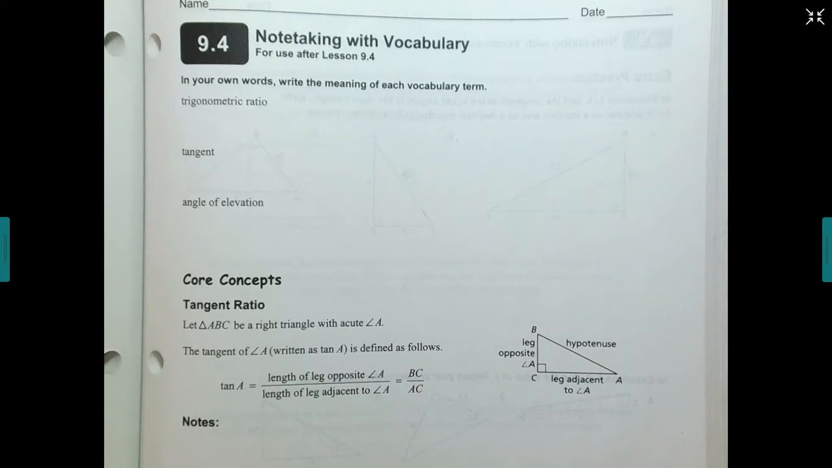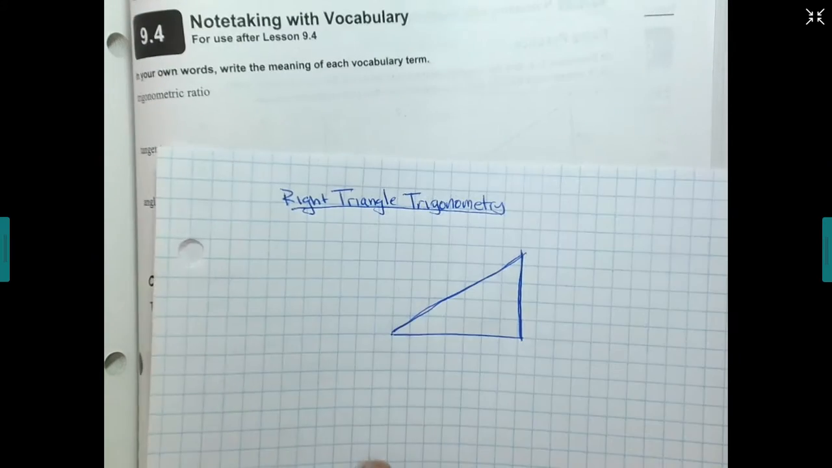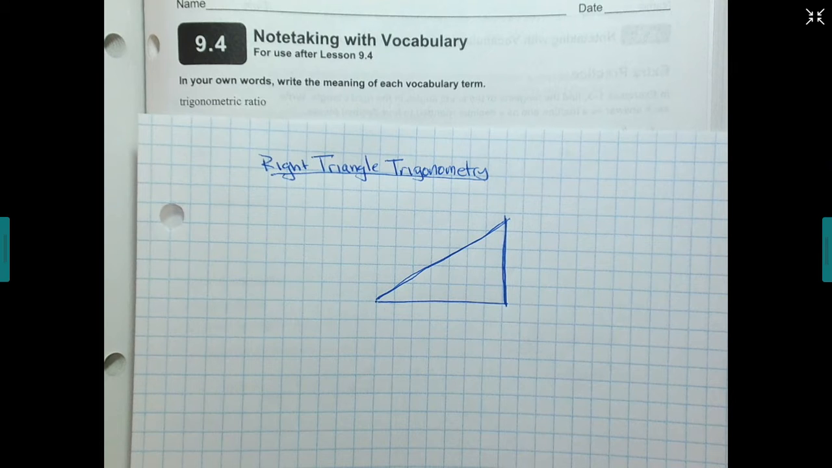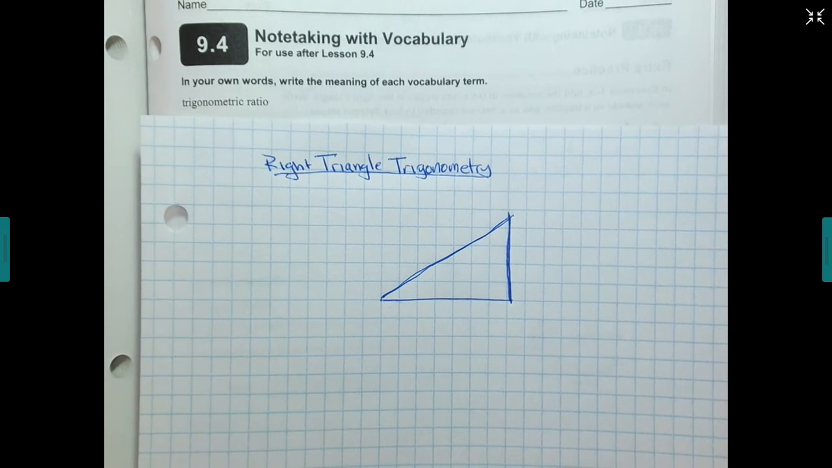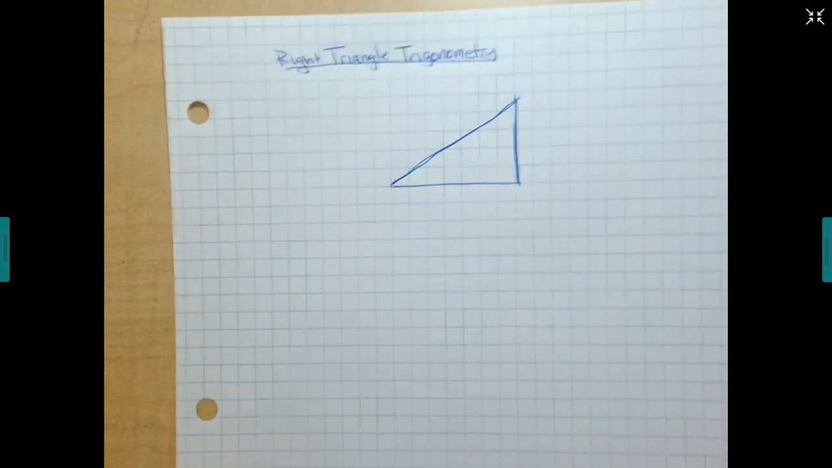Good morning, students. Today we are going to be talking about right triangle trigonometry. We're on lesson 9.4. So you can get out a page of notes. You can probably write this on page 297 if you choose. And we're going to be talking about right triangles.